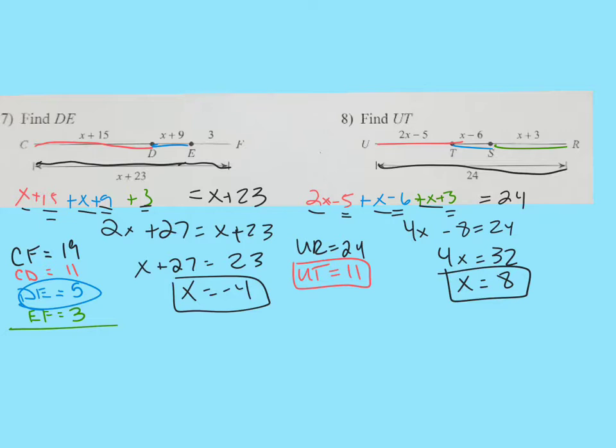8 minus 6 is 2, so TS equals 2. And then 8 plus 3 is 11. So SR equals 11. So 11 plus 11 is 22, plus 2 is 24, so that works out. And that's it for 8.